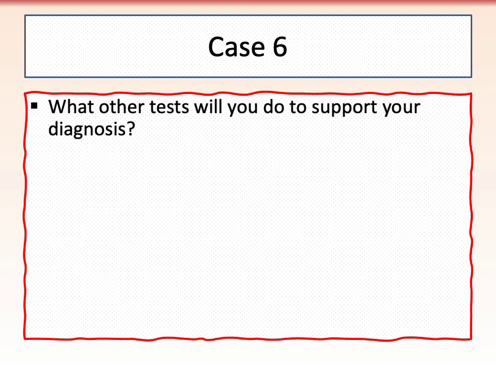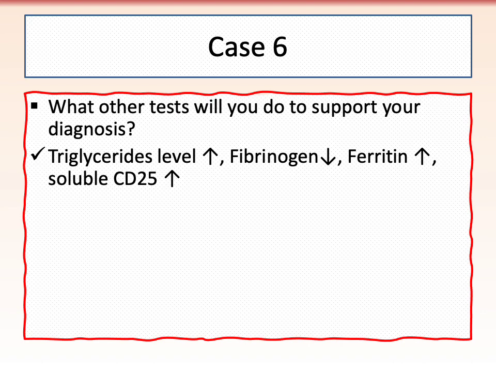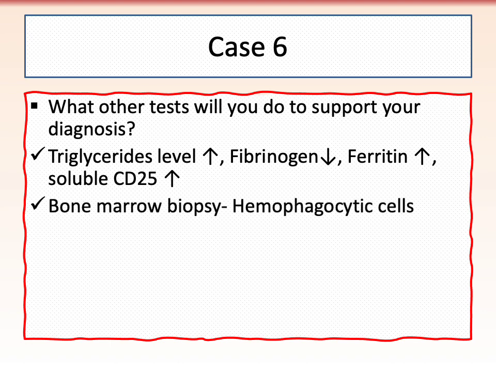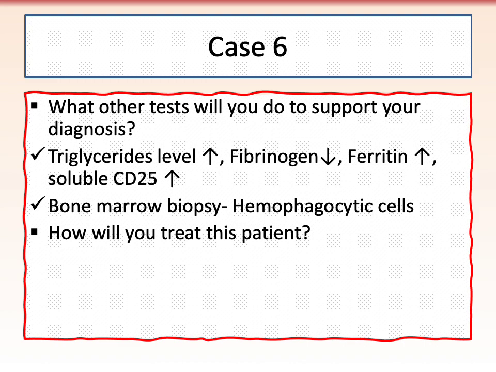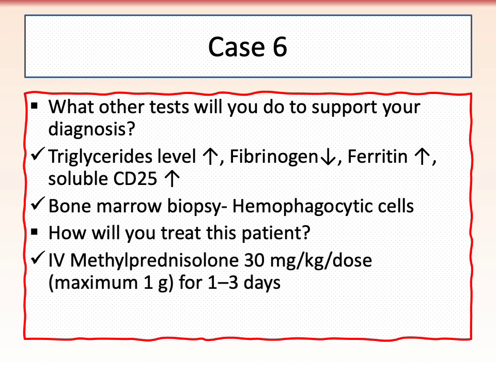What other tests will you do to support your diagnosis? She had further tests including triglyceride level which was high, fibrinogen level which was low, ferritin high at about 2000, and soluble CD25 was elevated. A bone marrow biopsy was performed that revealed hemophagocytic cells, and she was diagnosed as having macrophage activation syndrome. How will you treat this patient? She was initially commenced on IV methylprednisolone and intravenous immunoglobulin.